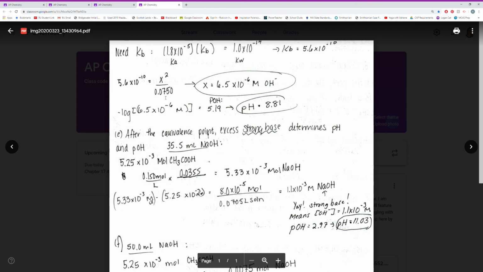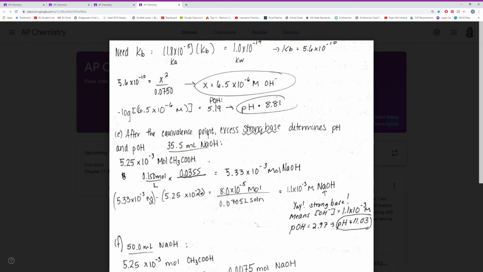So I plug all of that into that Kb expression and I solve for x. And that's how much OH minus I have. So I take the negative log of that and that gives me pOH. And so then remember, pH plus pOH equals 14. So 14 minus 5.19 gives me a pH of 8.81.